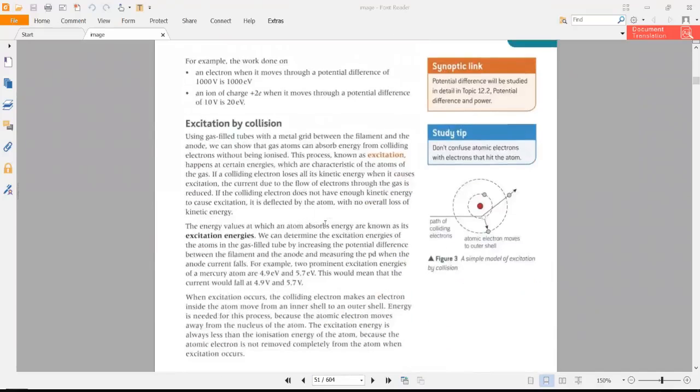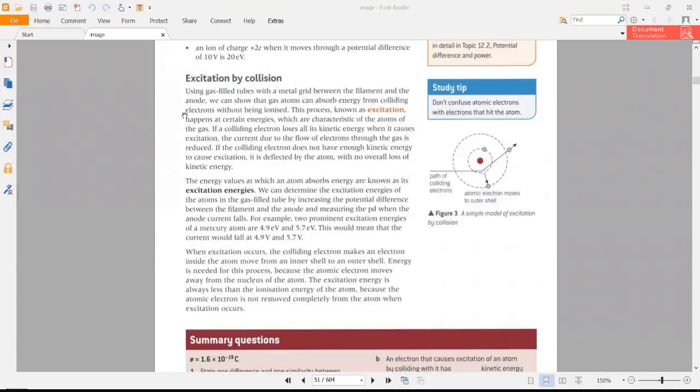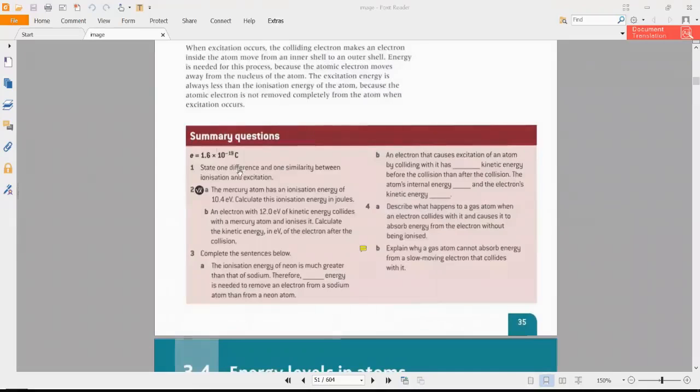Excitation by collision. Read this question. One difference and one similarity between ionization and excitation. Skip this, but just give me the answer of this question. Explain why a gas atom cannot absorb energy from a slow moving electron that collides with it.